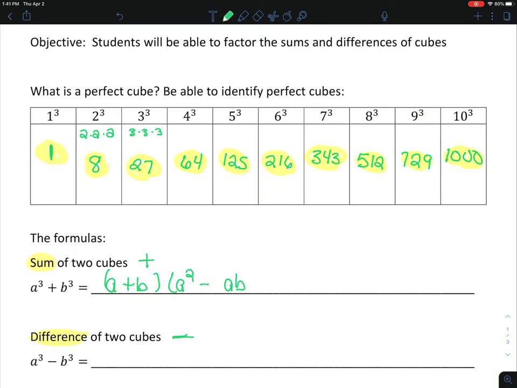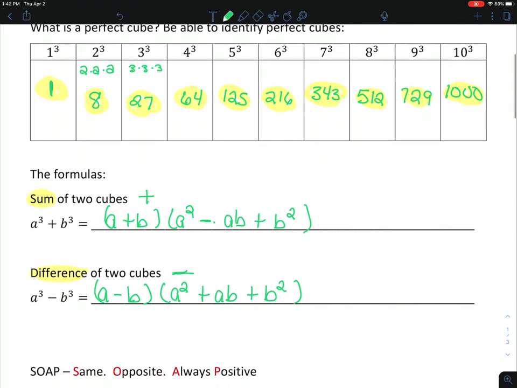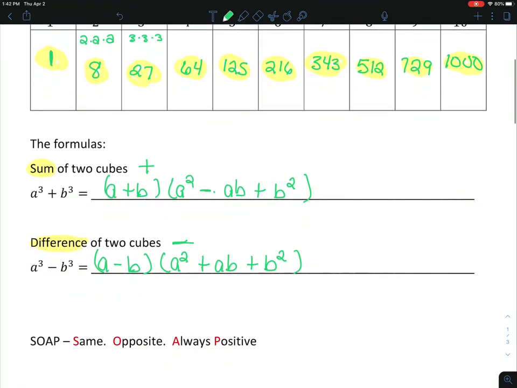And I'll tell you how I know it's not correct. Minus ab plus b squared. And then the difference of 2 cubes is very similar to this formula, but notice here it's a plus b, here it's going to be a minus b. Here it was a minus ab, it's going to be a plus ab. And that last one is always positive. So we have an acronym to help us remember the signs. That acronym is SOAP, and that means same, opposite, always positive.